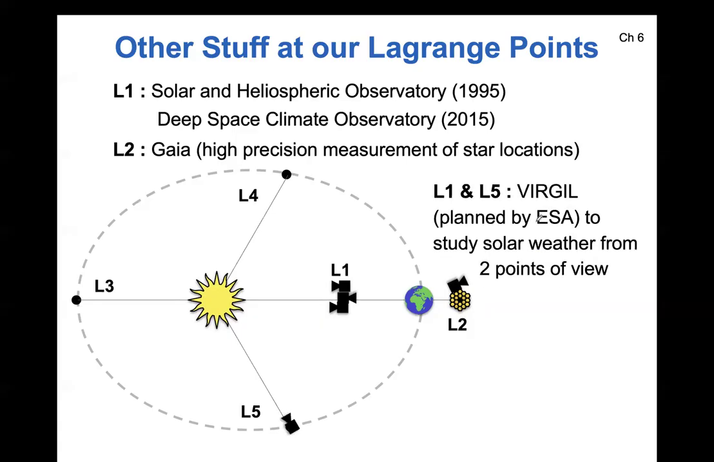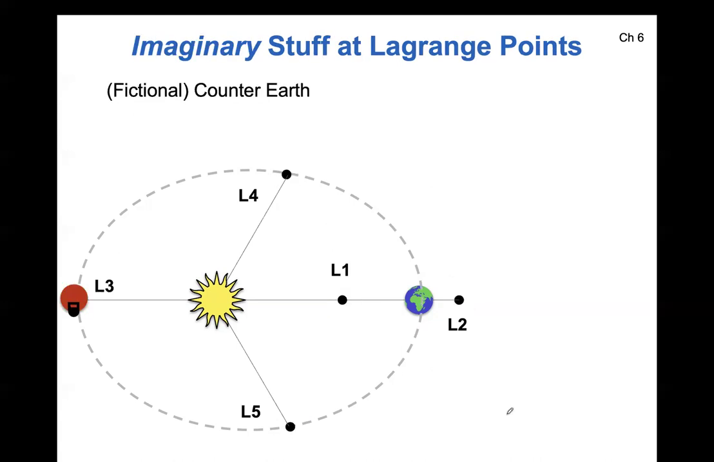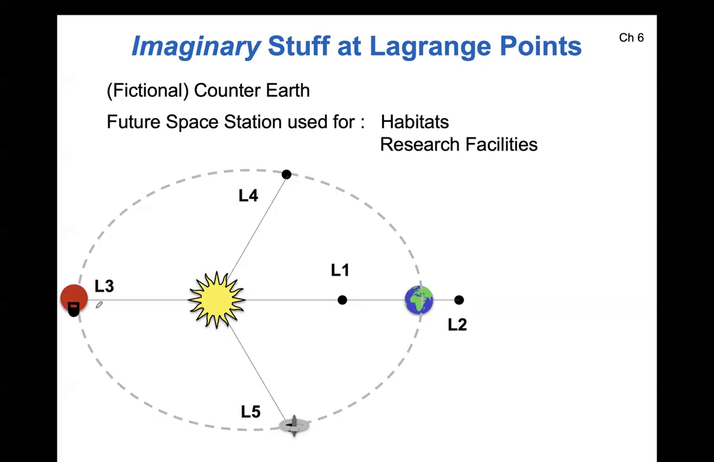I was just talking about things that can be placed there, right? Like observing solar weather. To be fair, we have placed things to observe solar weather at L1. But there are some natural asteroids at L4 and L5, right? People have thought about placing things there. You could have a counter Earth at L3, research facilities, all kinds of stuff. So maybe in the future we'll start using more Lagrange points.